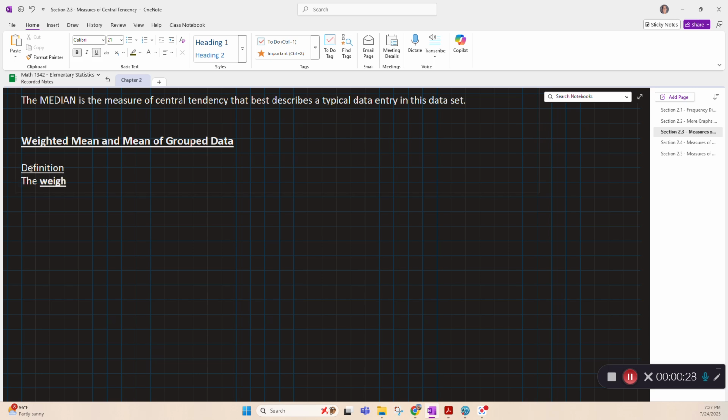The weighted mean is the mean of a data set whose entries have varying weights.